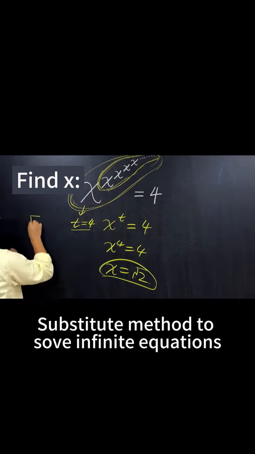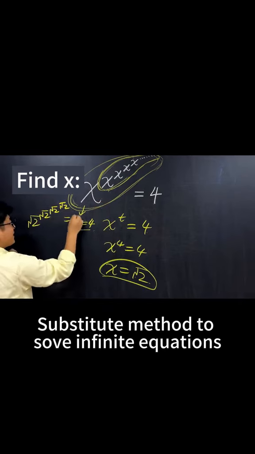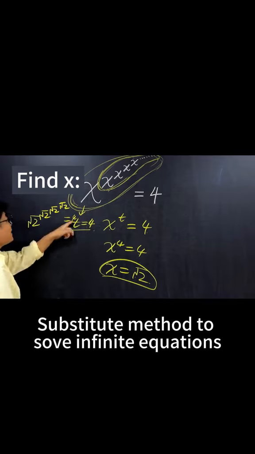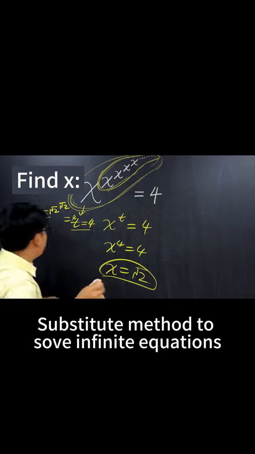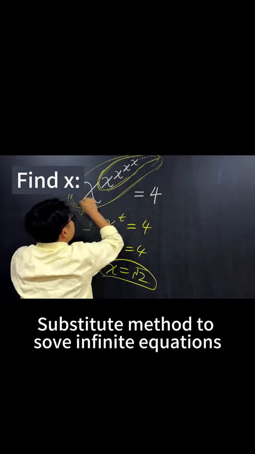Everyone, try plugging in the square root of 2 and see if it works. The square root of 2 to the power of the square root of 2 to the power of the square root of 2, and so on. Does that equal 4? Try it out later and see if it equals 4. If that's hard to verify, let's try another method.